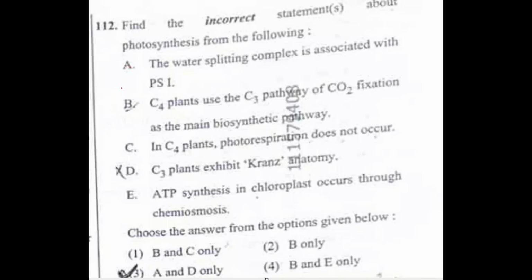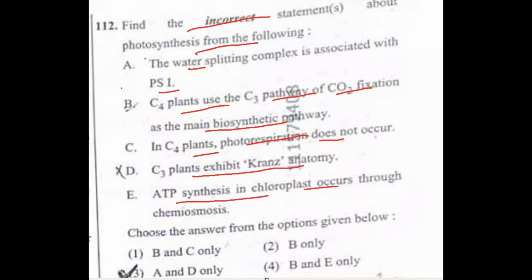Question number 112. Find the incorrect statements about photosynthesis from the following. Option A, the water splitting complex is associated with PS1. Option B is C4 plants use the C3 pathway of carbon dioxide fixation as a main biosynthetic pathway. Option C is in C4 plants, photorespiration does not occur. Option D is C3 plants exhibit Kranz anatomy. E is ATP synthesis in chloroplast occurs through chemiosmosis.